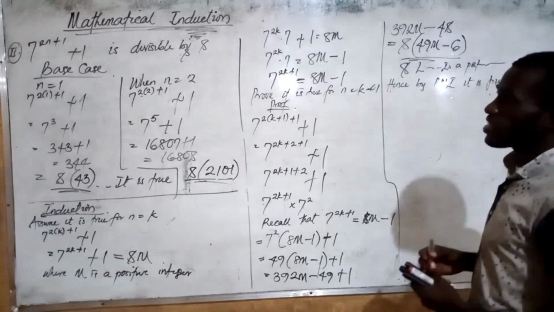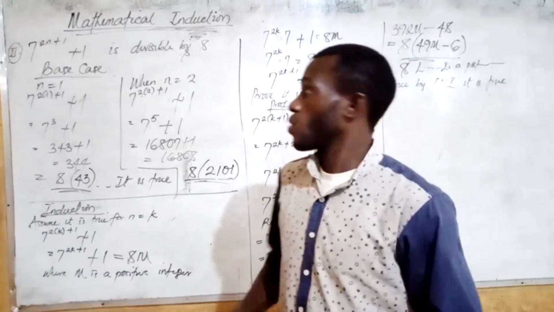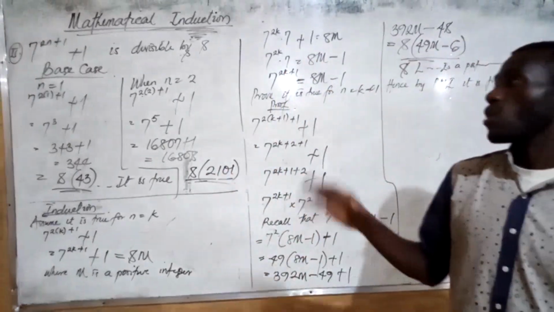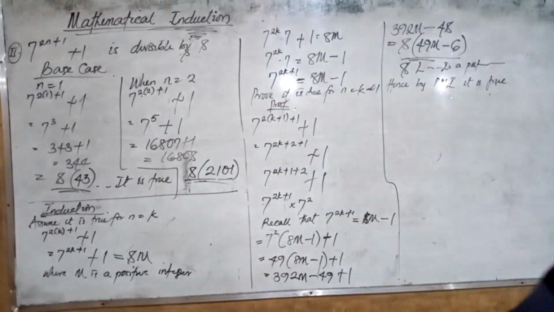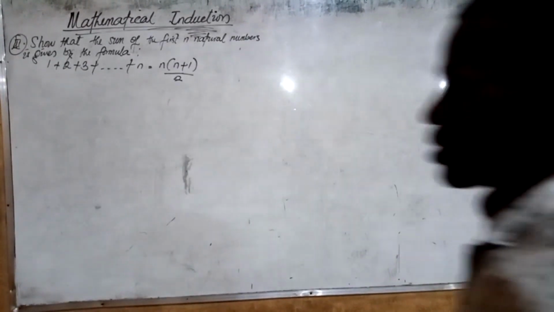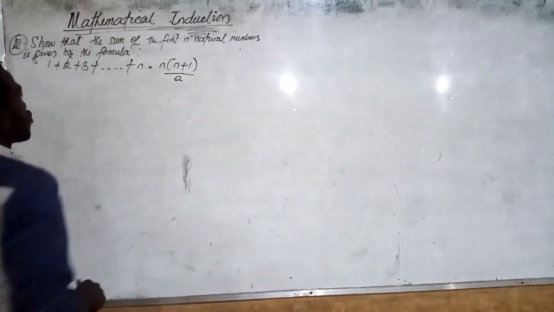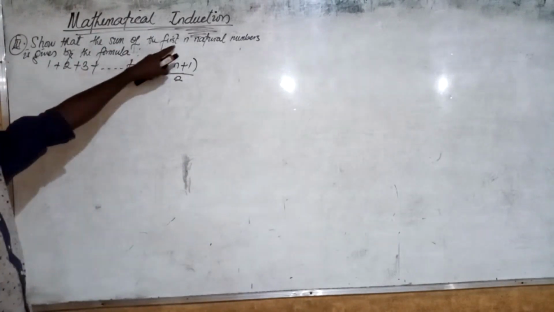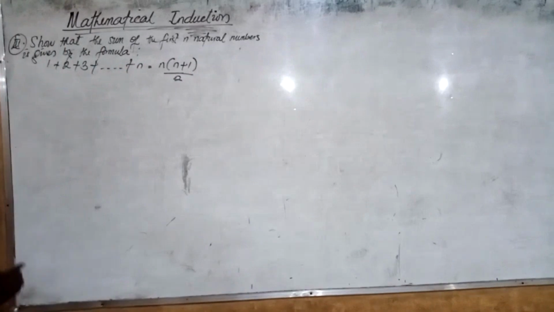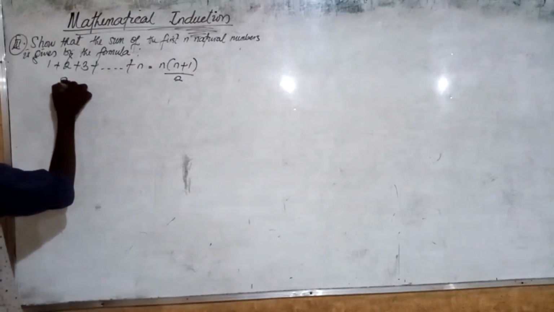Alright, so let's solve one more question, which is not on divisibility. We are going to prove one more statement which is not on divisibility. This question says that we should show that the sum of the first n natural numbers is given by this formula. So how do we do that?